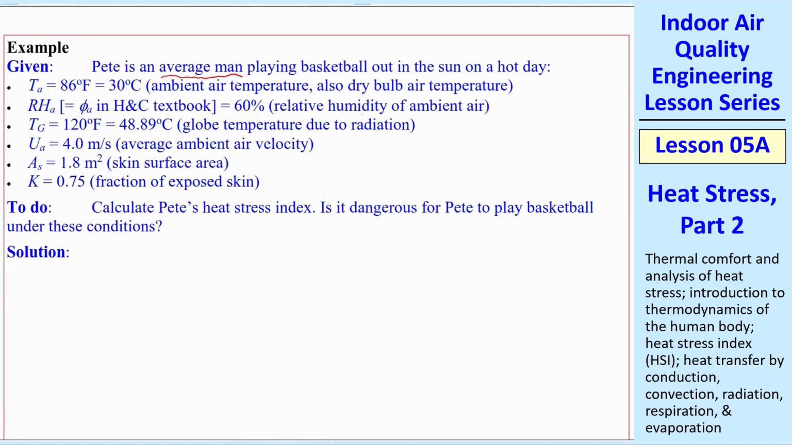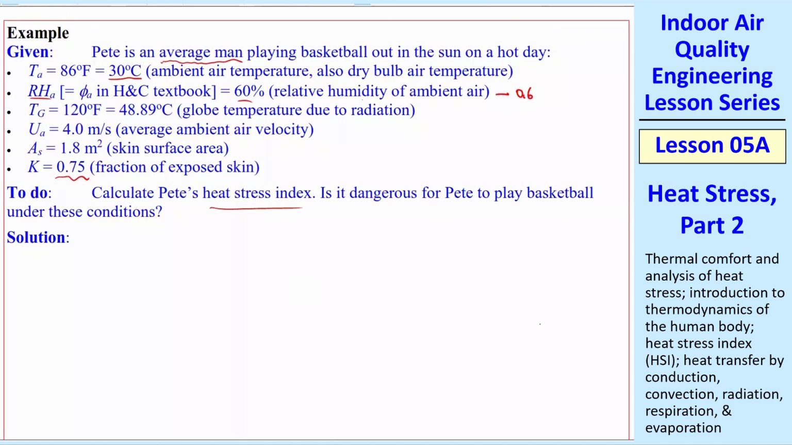These are the conditions. It's in the sun on a hot day. I give you the outdoor temperature, the relative humidity, 60%, so we would use 0.6 in our equations. The globe temperature is given, UA, AS, he's average, so he's 1.8 meters squared. Fraction of exposed skin, about 0.75. We want to calculate this heat stress index, or HSI.